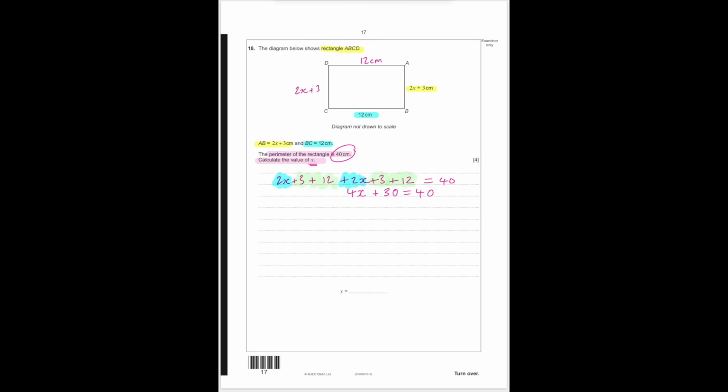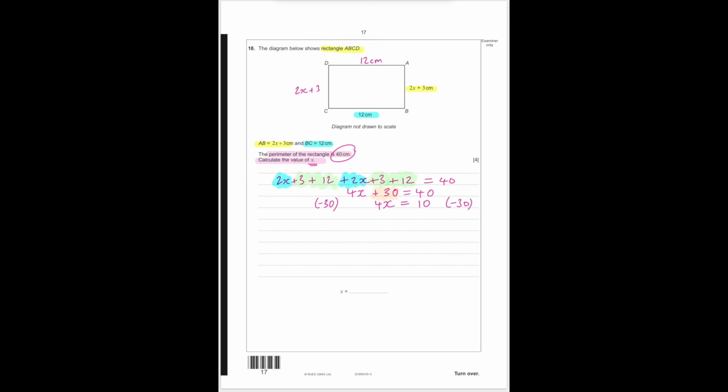Using inverse operations when we're solving equations, guys, the first thing I want to do is eliminate that plus 30, because when I'm solving for x, I'm aiming to isolate the x term. So the inverse of adding 30 would be to subtract 30. So the left-hand side becomes 4x, and the right-hand side, 40 subtract 30, becomes 10. Now I have 4x equals 10.